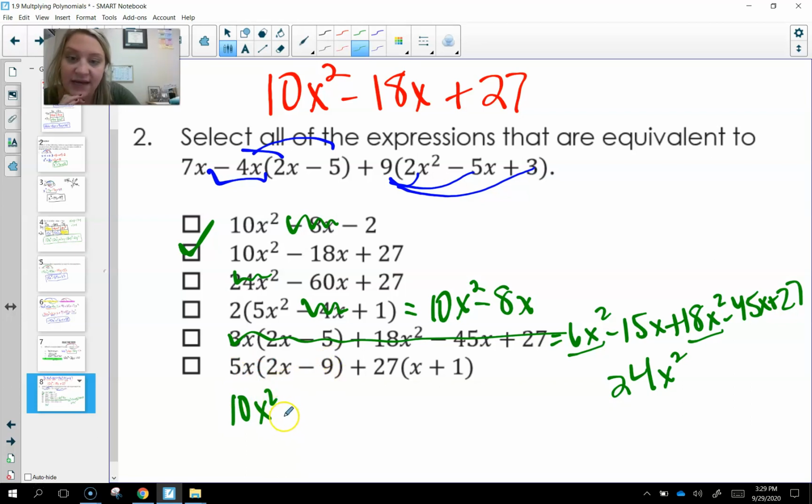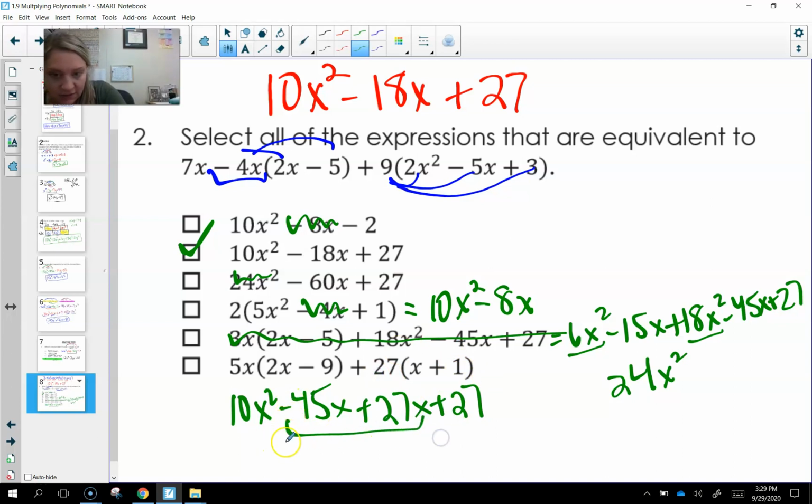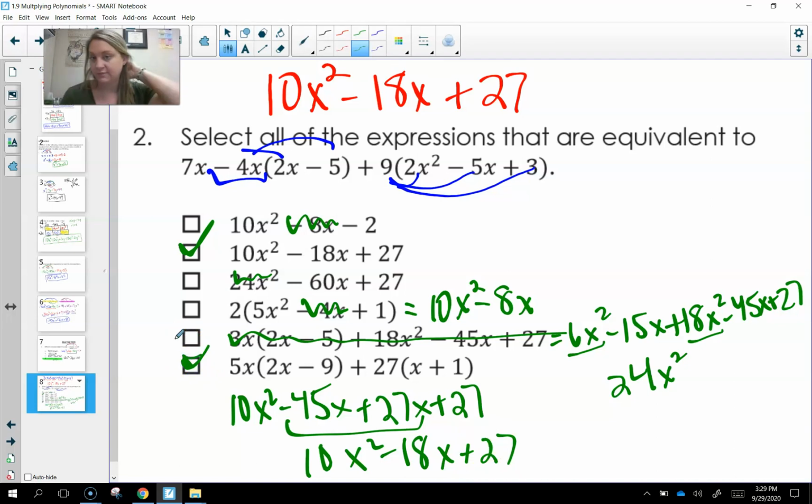Last one, 5x times 2x gives me 10x squared. 5x times negative 9 gives me negative 45x. 27 times x gives me 27x. And then 27 times 1 gives me 27. Combine like terms in the middle. This gives me 10x squared. All right, so far so good. I like that. Negative 45 plus 27 does give me negative 18. So I do like that. And then we have plus 27. So my last one matches also. So it was the second one and the last one.